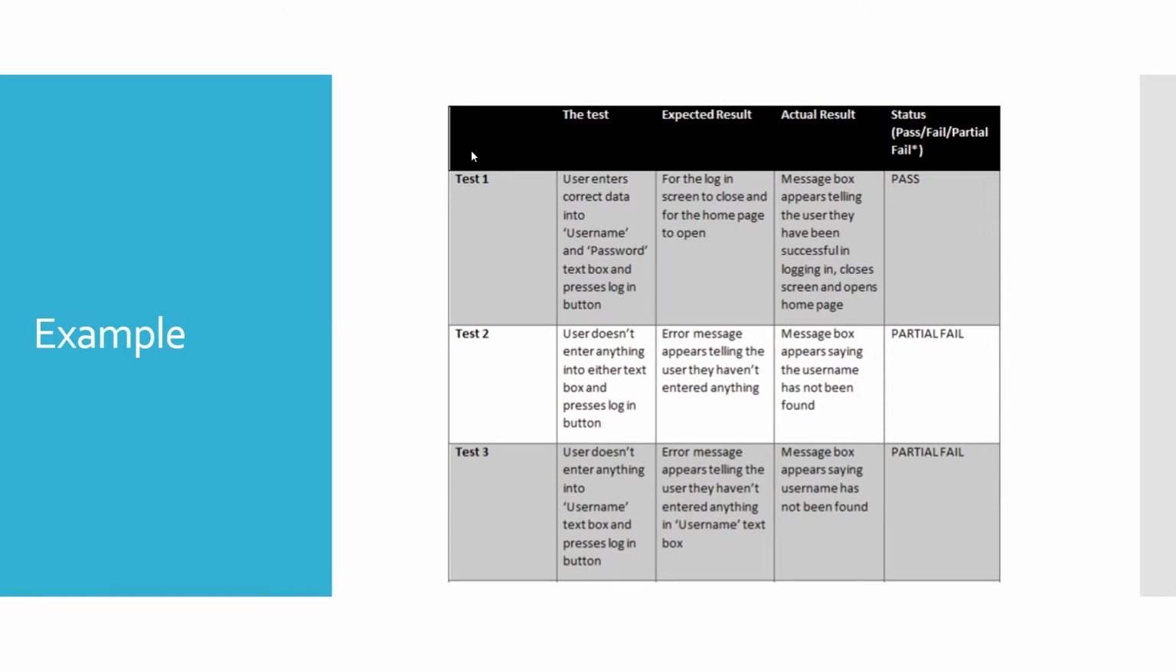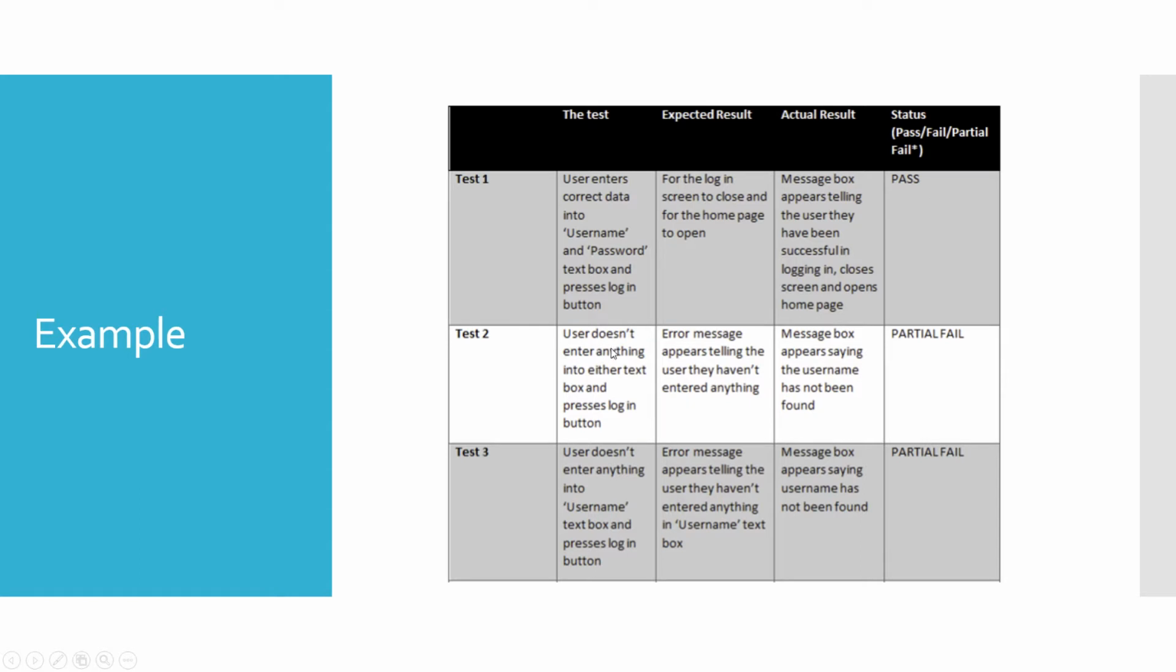So back to this one. Test one: the test is that the user enters correct data into the username and password text boxes, and presses the login button. So they put them both into the text boxes. That's exactly what the user would do if they were given this script. What we'd expect to happen is for the login screen to close and the home page to open. The actual result: a message box appears telling the user they've been logged in, and it closes the home screen, so that is a pass.